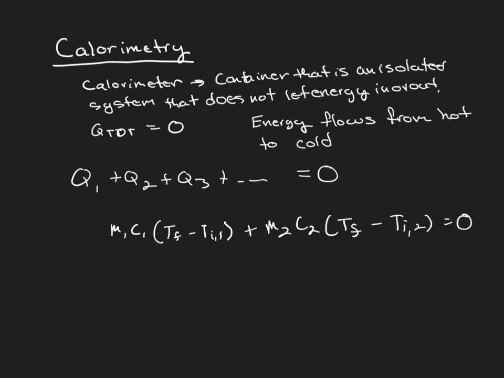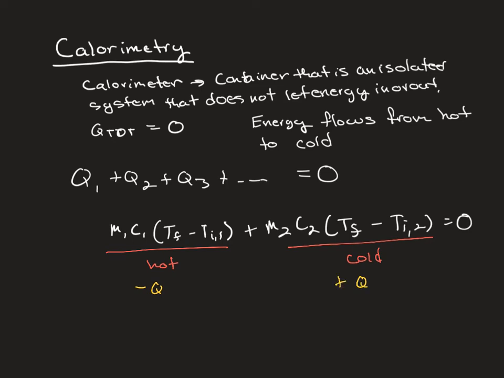Now often when we are doing these problems, we're going to combine the system and let it reach thermal equilibrium, so that your final temperature of both items is going to be exactly the same. And what we're doing is transferring energy from the hot item to the cold item. So if we say this one is hot and this one is the cold item, whenever we calculate Q, this Q is going to be negative and this Q is going to be positive.